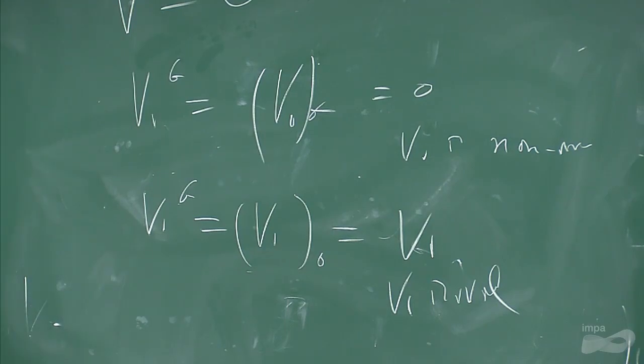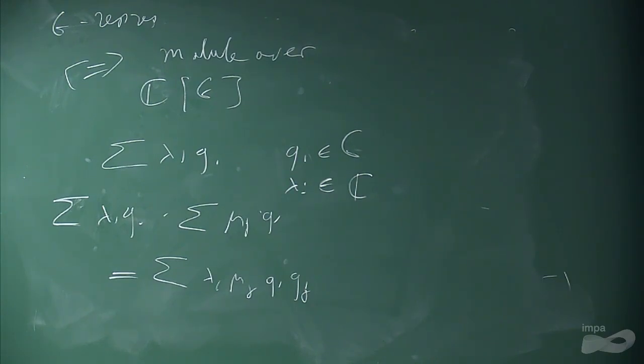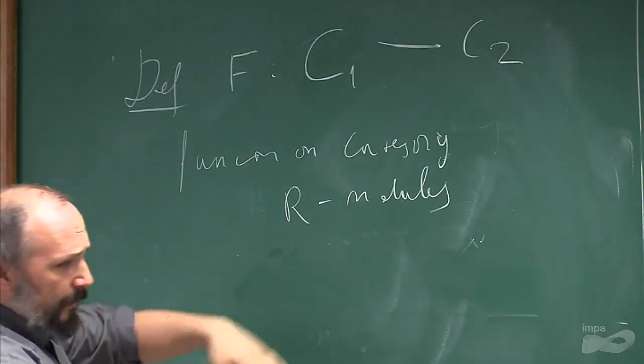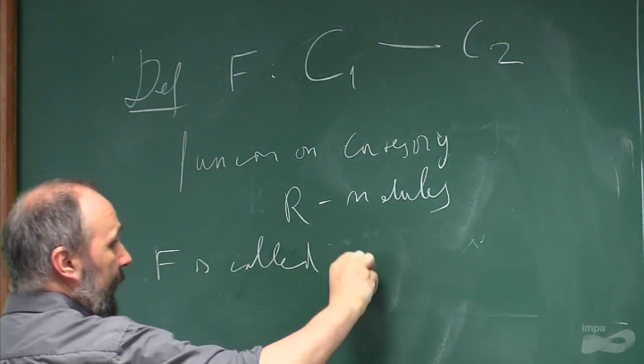Definition. Suppose I have a functor from category C1 to C2, a functor on categories of R-modules. It could be the same category, in fact, the category of R-modules. I think we shall use only this, but it makes sense generally. F is called right exact.